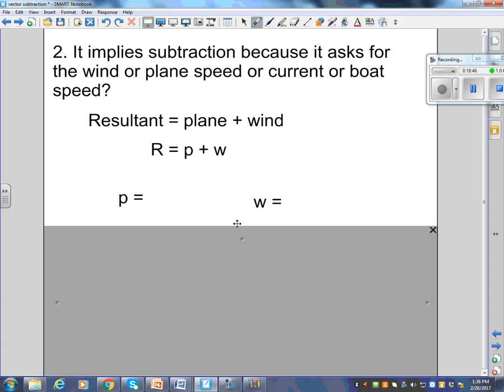Why? Because if I isolate for P here, how do I get P all by itself? I take the W to the other side and I get R minus W.